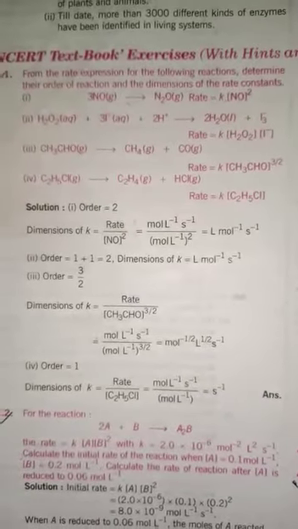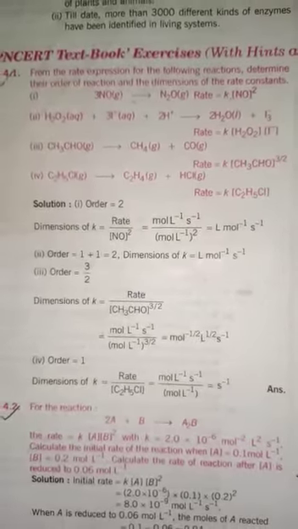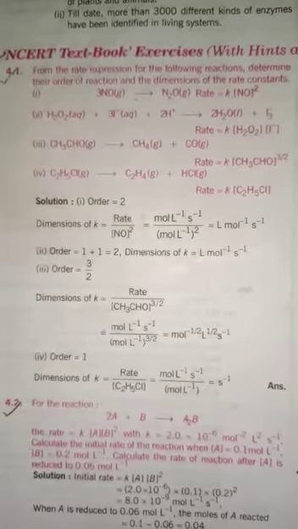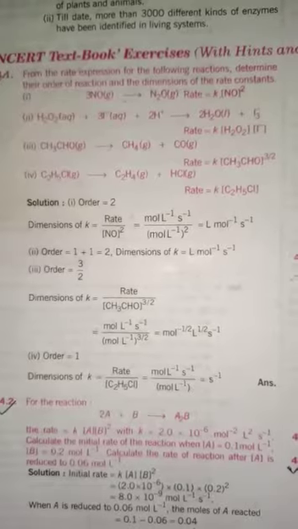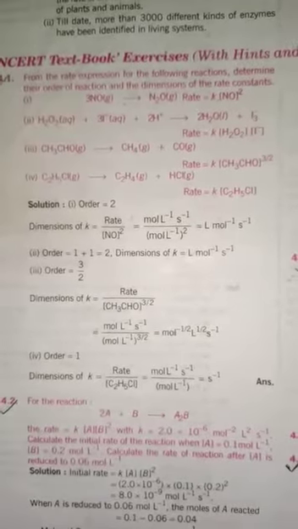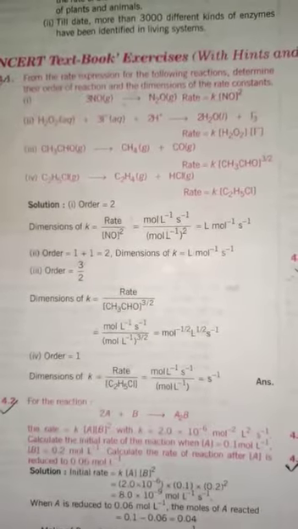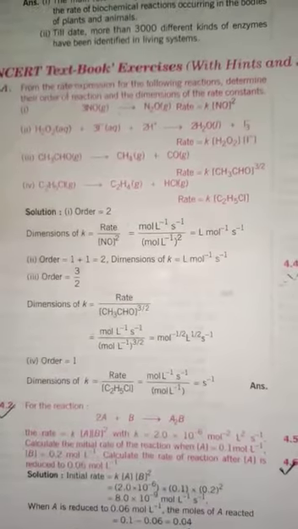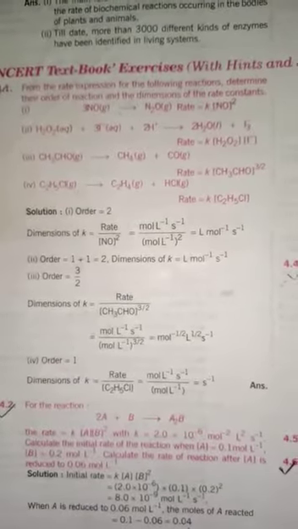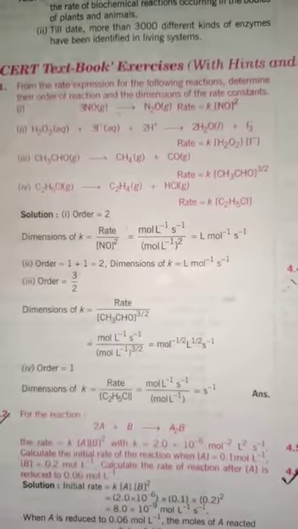So see here, four chemical reactions are given: first, second, third and fourth. So we have to find out the order of reaction and their dimensions, that is, their units. So see here the solution.